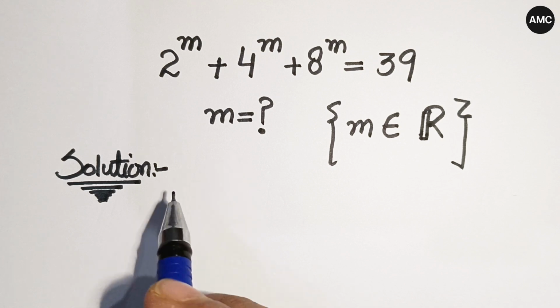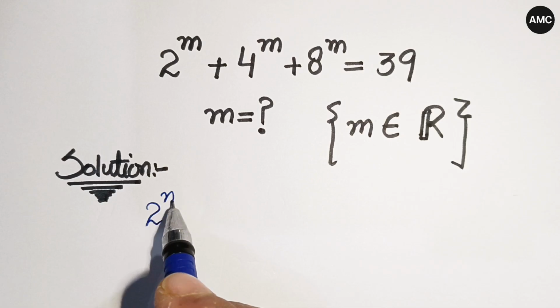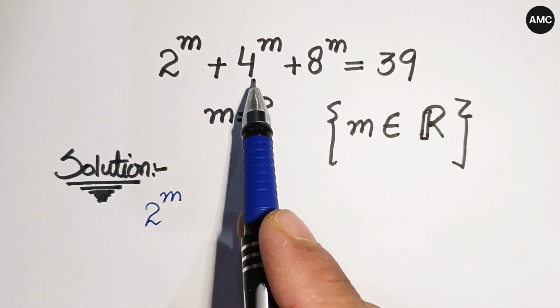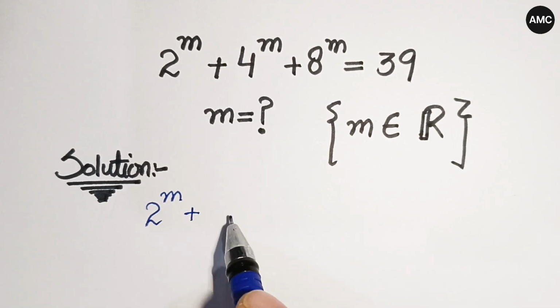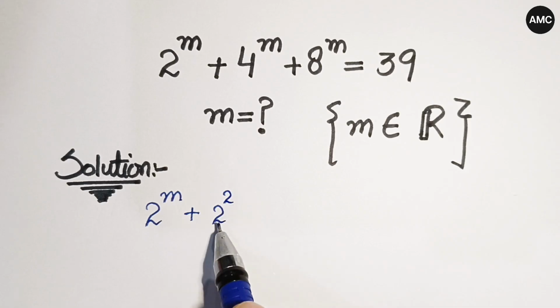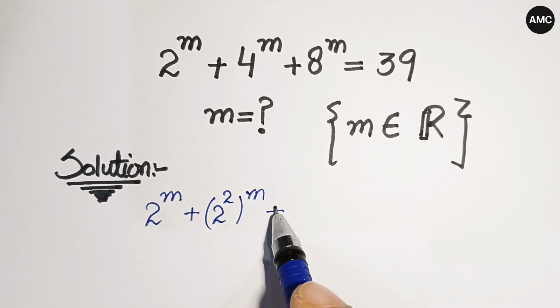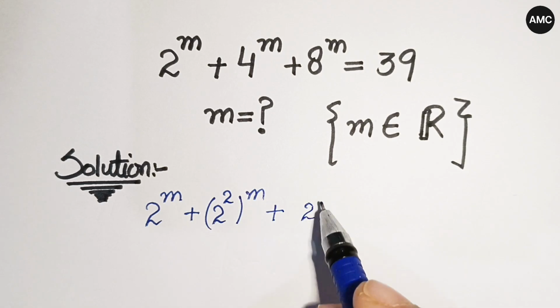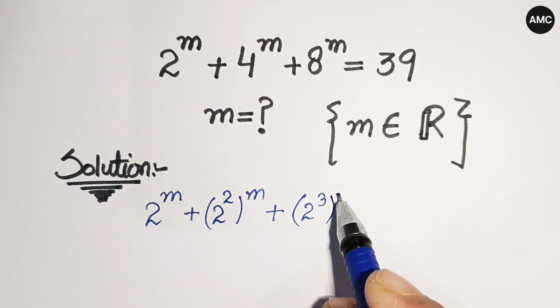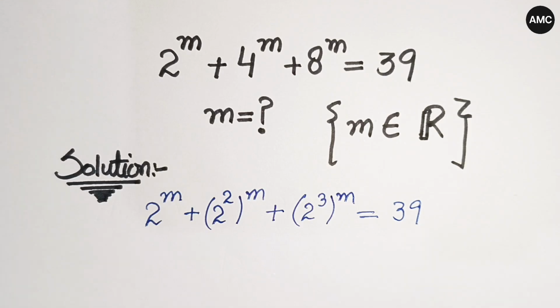For this purpose, we are going to start our solution, that is 2 to the power m. Here we see that it is 4. So 4 is the perfect square of 2, that is 2 squared. We just write (2 squared) whole to the power m. Similarly, 8 can be written as (2 cubed) whole to the power m is equal to 39.